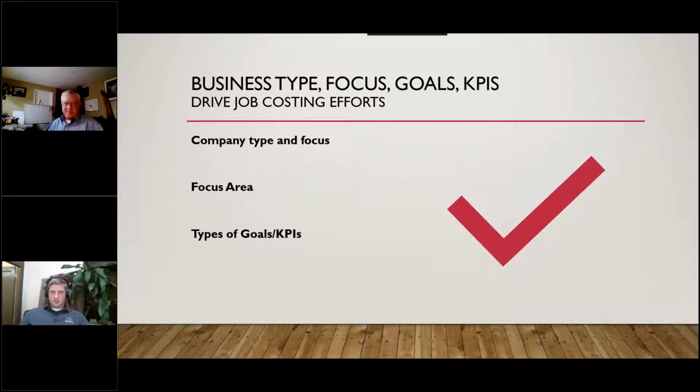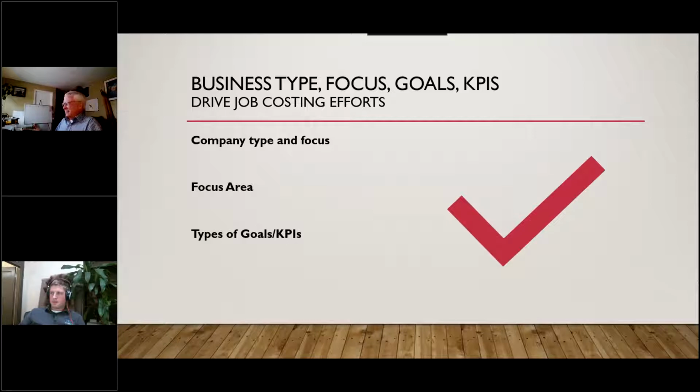So the business type, focus, goals, KPIs, it really drives the job costing efforts. And there's so many differences between contractors. It's one of the common questions that come up from people trying to do job costing is, how do I allocate this particular thing? Should it go in GA or should it go into the burden? Should all the burden be allocated into overhead? So there's all kinds of questions about what exactly is the allocation.